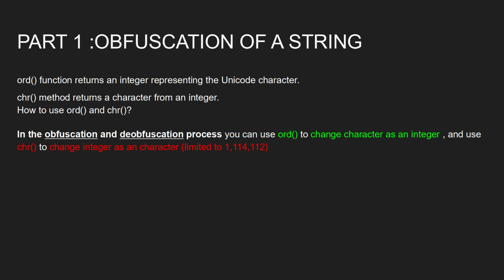How to use ord and chr? In the obfuscation and deobfuscation process. Obfuscation is the tricks and the methods to make the code harder to understand, and deobfuscation is the method that we use to convert the obfuscated string back to an understandable string. You can use ord to change a character to an integer and use the chr function to change an integer to a character. It is limited to this number. So let's continue.